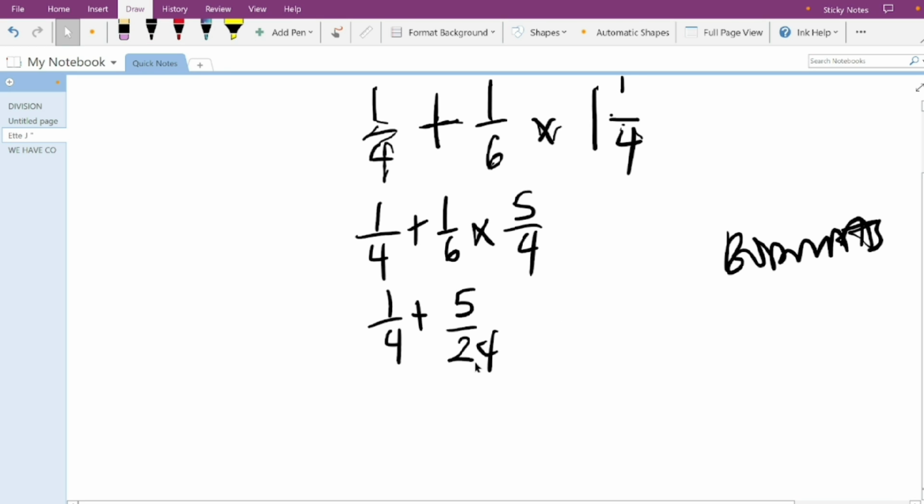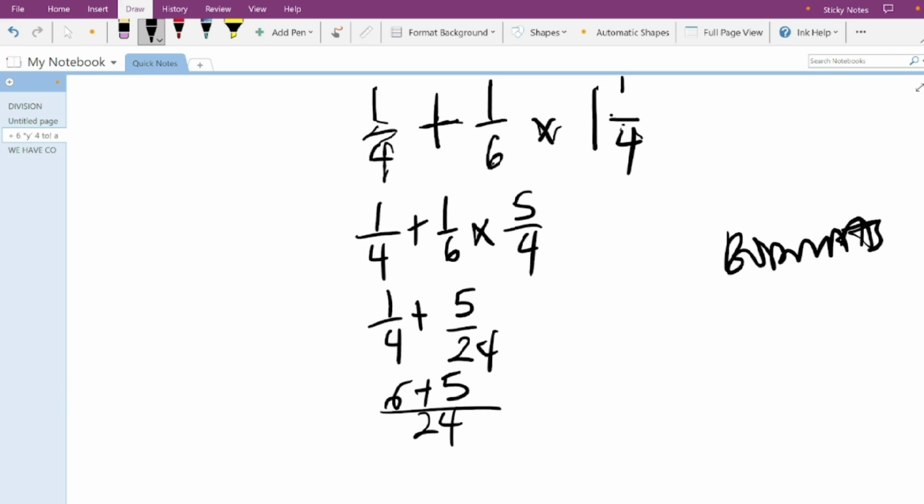The LCM of these two, 4 and 24, is 24, because 4 can perfectly go in 24 without a remainder. So we have our LCM as 24. So we go first. 24 in 4, that's 24 divided by 4 is 6. The result times the numerator, 6 times 1 is 6, plus 24 in 24, that's 24 divided by 24, 1.